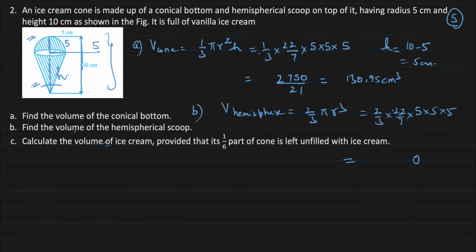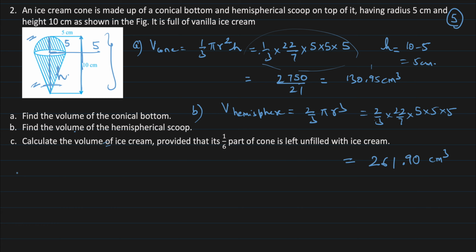2 5s are 10, 1 carry over, 2 9s are 18, 19, 1, 6 and 2, right? So 261.90 centimeter cube. We got it. Don't do double calculations, right? You have already calculated this part, just multiply by 2. So we got the volume of hemisphere.